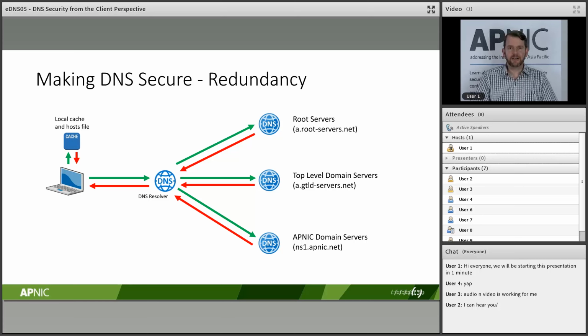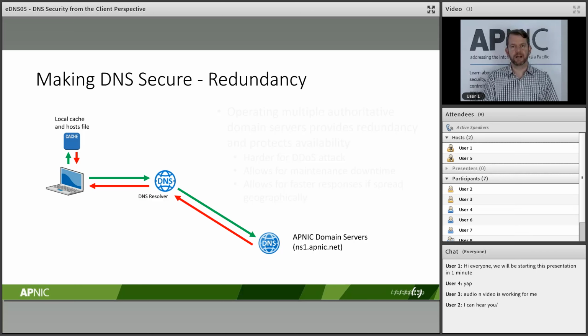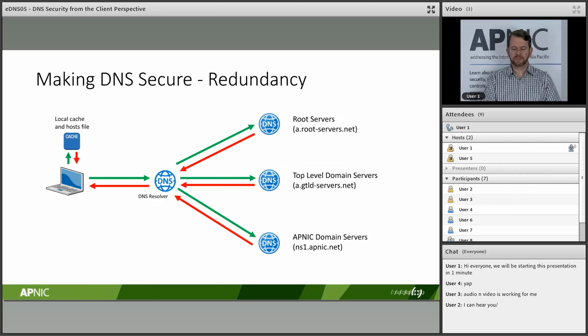And then, of course, looking at availability. Making DNS secure for redundancy is quite simple, and that involves deploying additional servers. Deploying additional servers, though, you have to make sure that those servers are protected against individual denial of service attacks. And you also want to try and geographically spread those DNS servers, so if there is an attack, that attack can be localized. Operating multiple authoritative domain name servers protects the availability of your domain name.